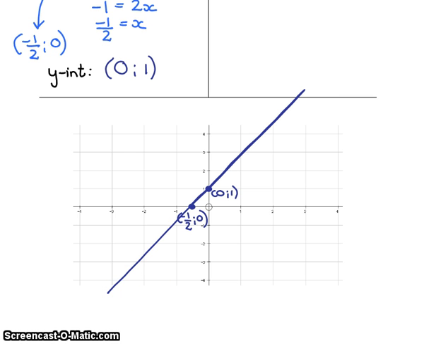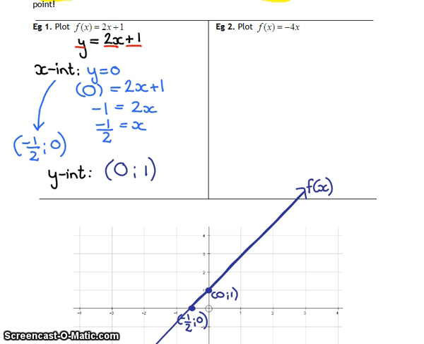We should always put arrows at the end of our functions, as technically they carry on forever, and we should label our function, which is why we like that f of x notation. It allows us to label our straight line very easily. Let's go on to our second example of plotting a straight line.